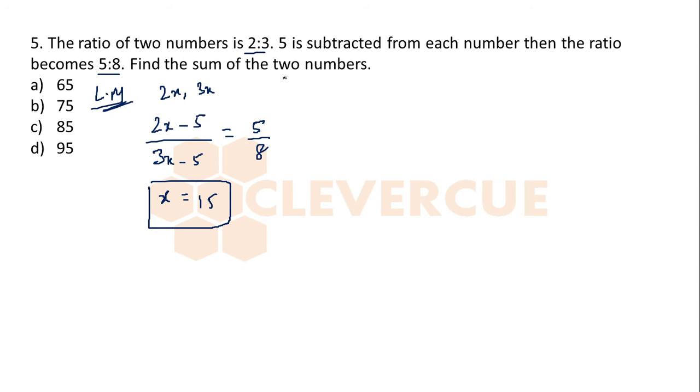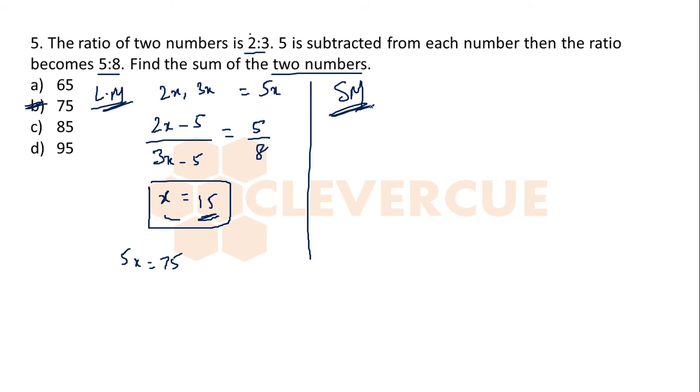Now we have to find the sum of two numbers. The sum of two numbers is 2x plus 3x, which is equal to 5x, and the value of x is 15. So 5x will be equal to 75. So option B is the right answer. Now let us see what the short method is. You have to practice this short method and use it in your exam.